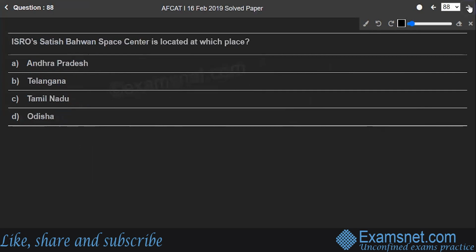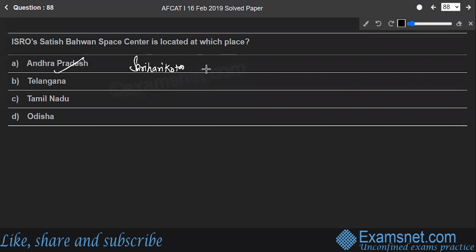Hope you are clear. Next is question number 88. ISRO's Satish Dhawan Space Center is located at which place? Andhra Pradesh, Telangana, Tamil Nadu, or Odisha? Well, the correct answer is Andhra Pradesh. Sriharikota is a barrier island of the Bay of Bengal coast located in Nellore district of Andhra Pradesh, India.